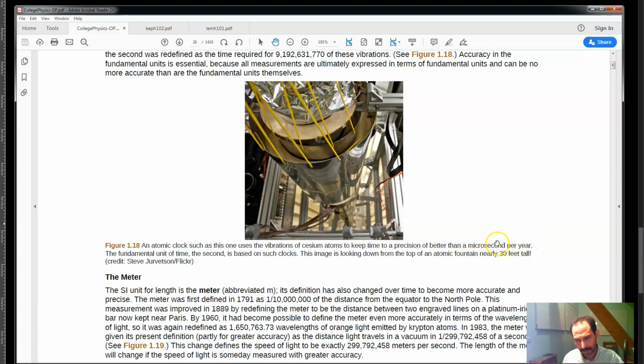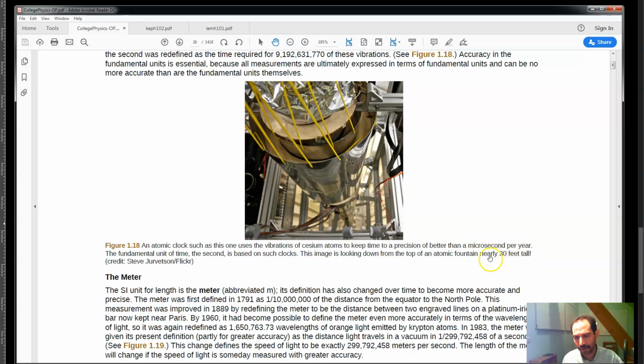I was wrong about what I said about the accuracy. The accuracy is better than a microsecond per year, not a day, a year. The fundamental unit of time, the second, is based on such clocks. This image is looking down from the top of an atomic fountain nearly 30 feet tall.